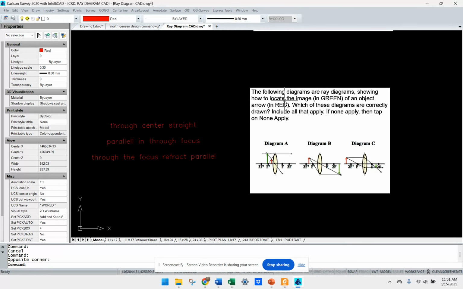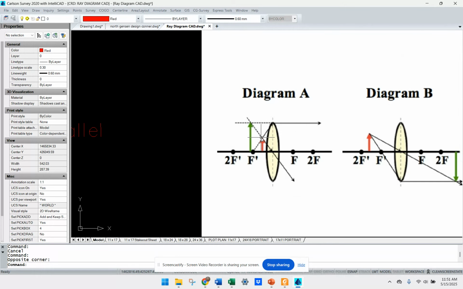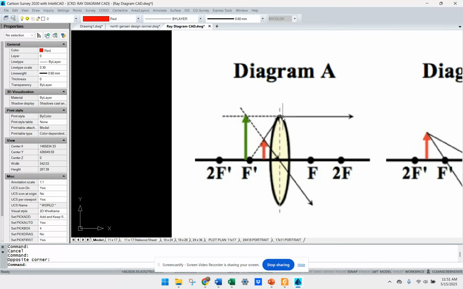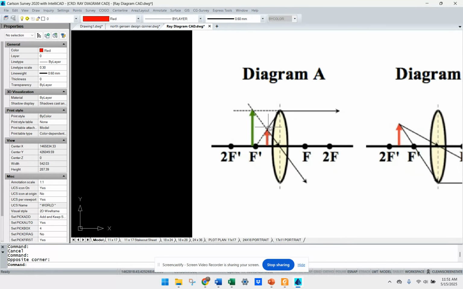This one, it's saying which one would be correct. And so we could go in and we could, again, follow our rules. So here we have the origin is from the red. So we have this going as if it came from the focus, refracting parallel. That's a true. We have going through the center, staying straight. That would be true. If you go backwards between the 2, that would in fact work. So diagram A would be good.